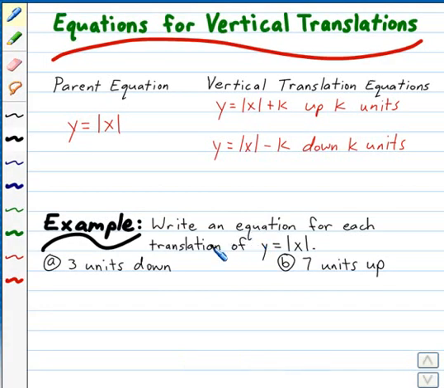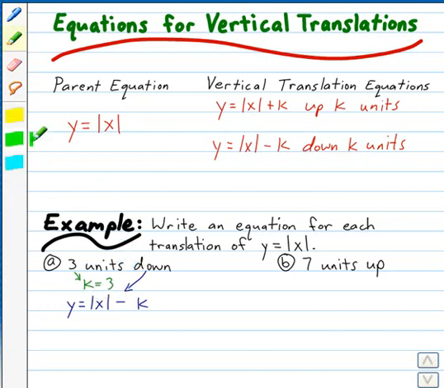Okay, welcome back. In part A, since our movement is down, we know we're working with the y equals the absolute value of x minus k equation. And since our movement is 3 units, our value of k is 3. So all we have to do is substitute 3 into the equation for k. And that gives us y equals the absolute value of x minus 3. That's our equation.